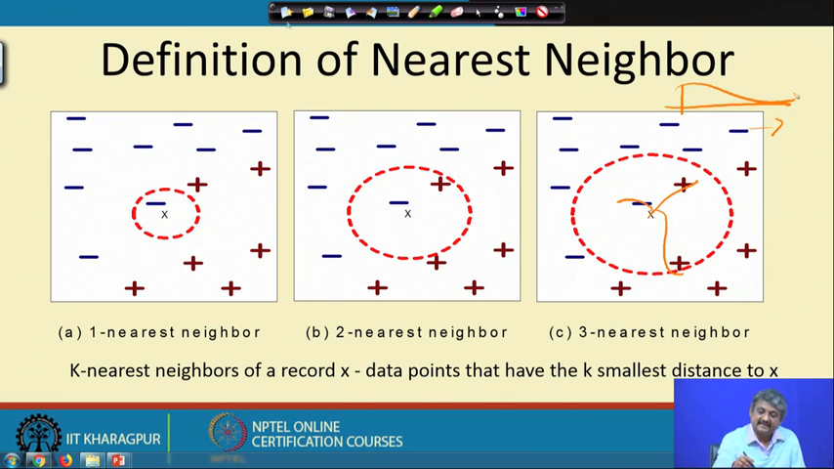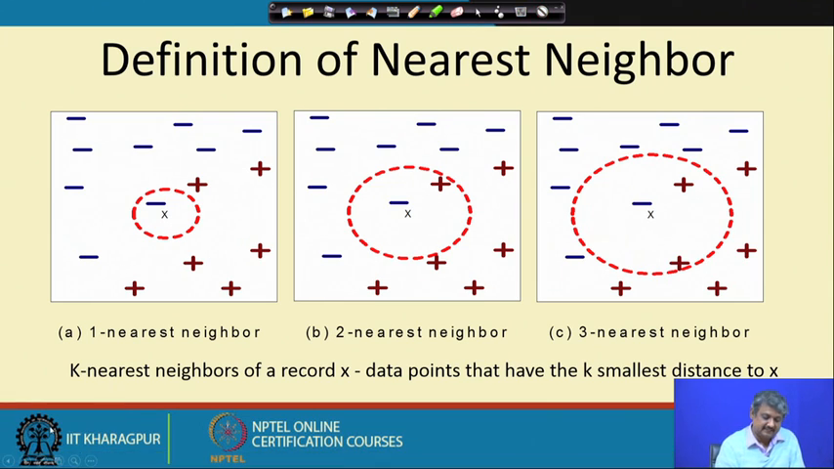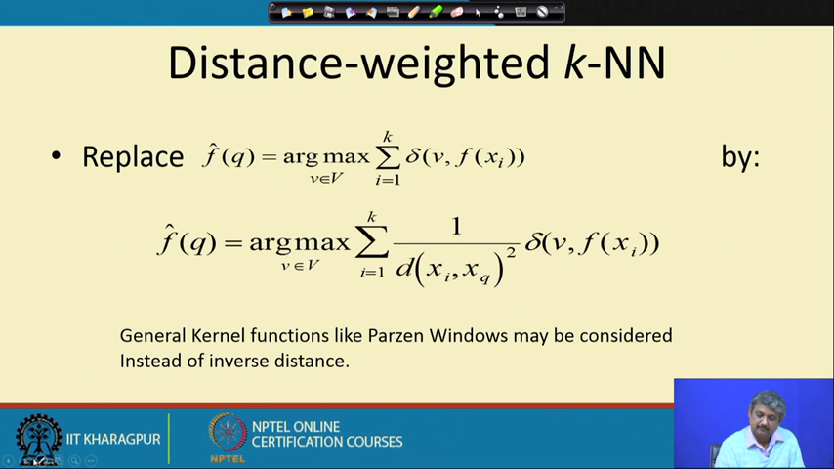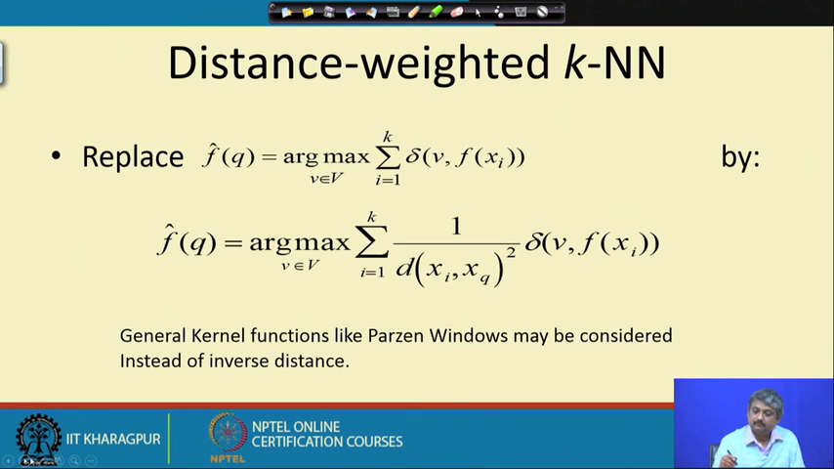So, this technique is a generalization of the k nearest neighbor technique. It is called the Parzen window technique, where we have either inverse distance weight, or some general function, some Gaussian kernel or something, in the distance weighted KNN.